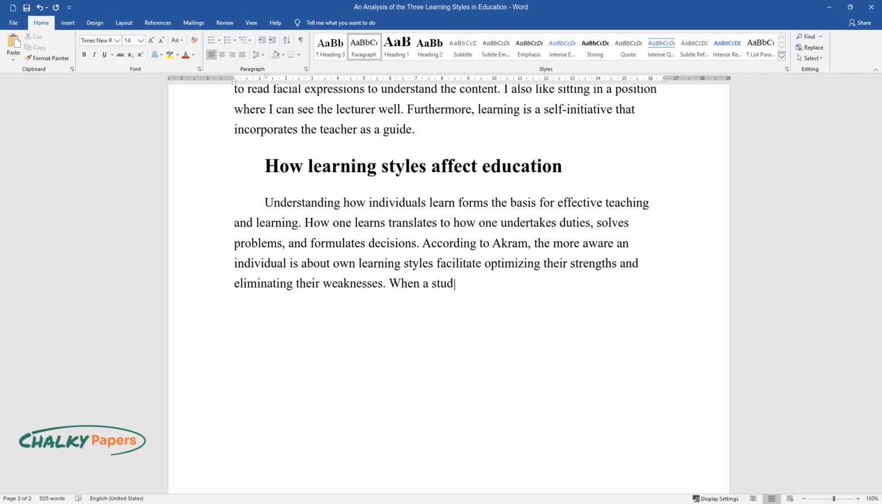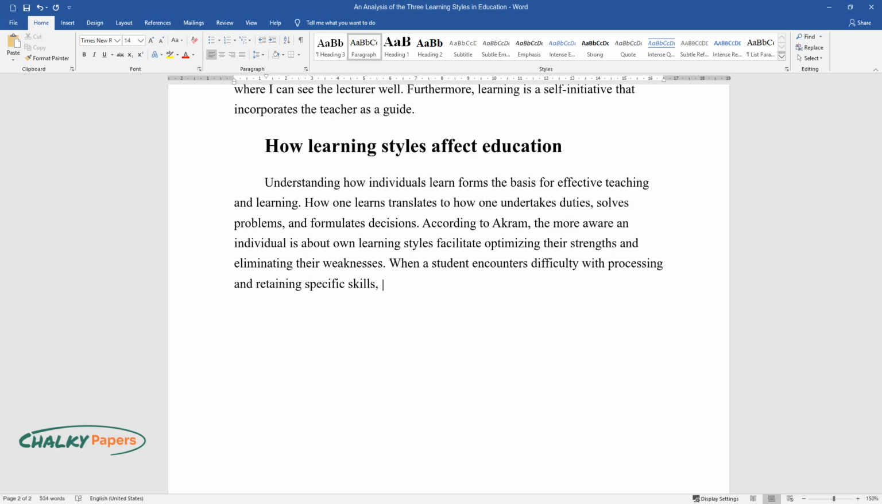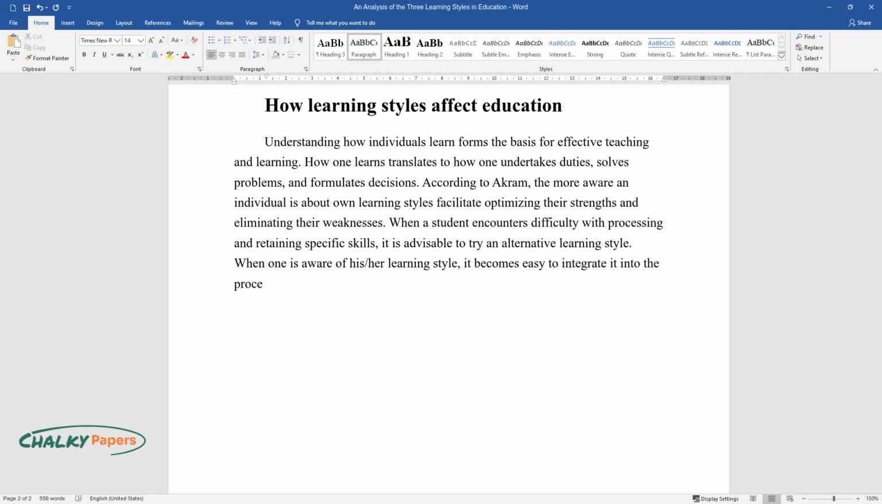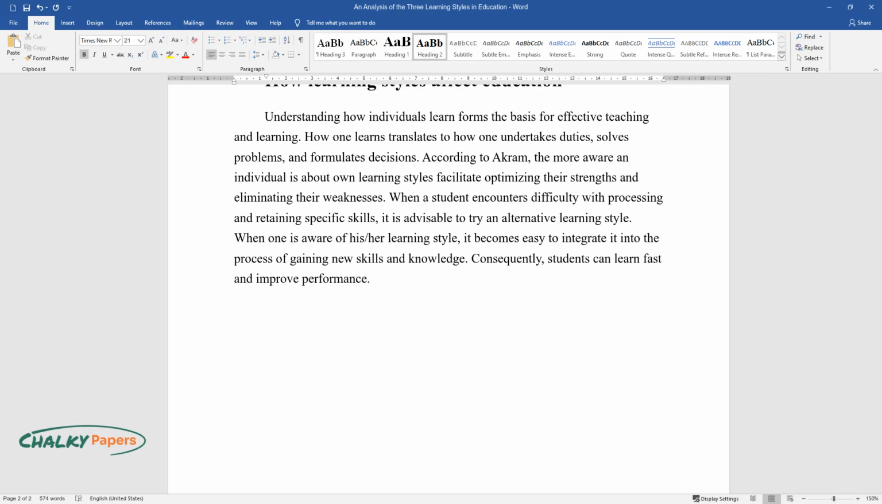When a student encounters difficulty with processing and retaining specific skills, it is advisable to try an alternative learning style. When one is aware of his/her learning style, it becomes easy to integrate it into the process of gaining new skills and knowledge. Consequently, students can learn fast and improve performance.